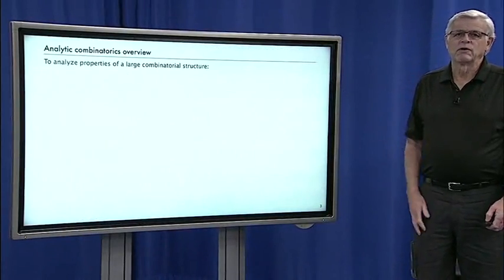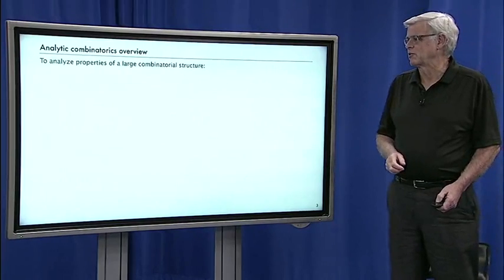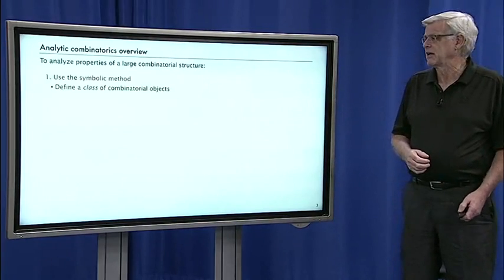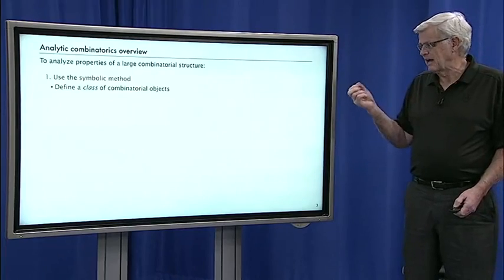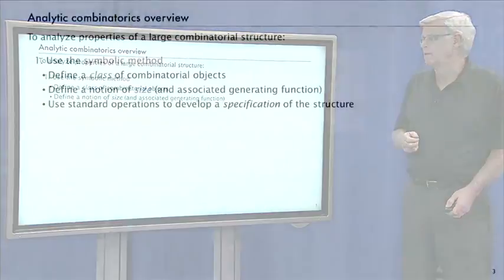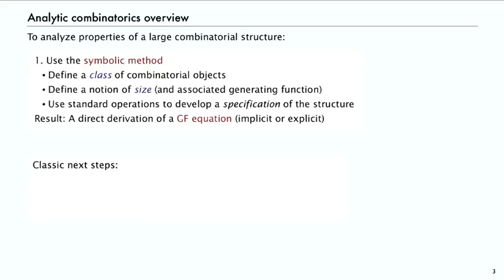So a quick overview of what analytic combinatorics is. Again, it's a calculus for analyzing properties of large combinatorial structures. What we do is use the symbolic method that I'm going to talk about today to define a class of combinatorial objects along with the notion of size and an associated generating function. And then we use standard operations or combinatorial constructions to develop a specification of the structure. And the result is, via the symbolic method, a direct derivation of an equation that has to be satisfied by the generating function, either an implicit or an explicit equation.